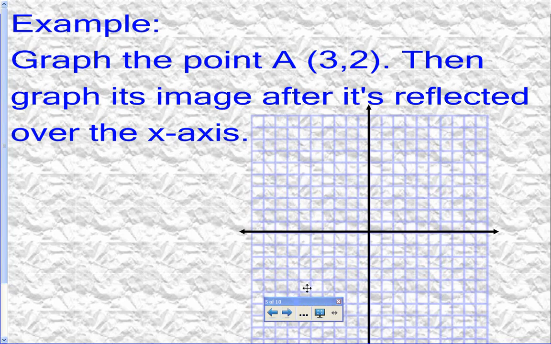So we're going to start off with a very simple example of a reflection. Instead of an object or a shape, we're just going to reflect a point. So this says graph the point A, which is at 3, 2. So walk 3, climb 2. There's point A. Then graph its image after it's reflected over the x-axis.